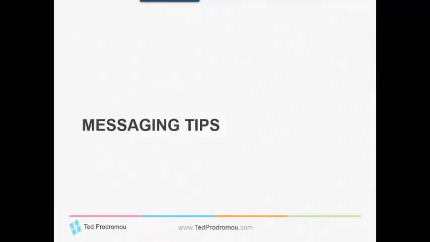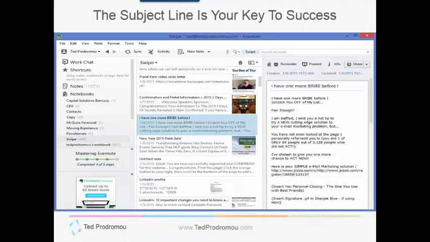So messaging tips. This is huge. Just like when you send emails to your list, if you're using an autoresponder like Constant Contact or Infusionsoft, the subject line is the key to success. It's like a headline on an ad or on a landing page or on your professional headline. You want to get people to click on it and open it to keep reading. So it's really hard to engage people and cut through the noise.